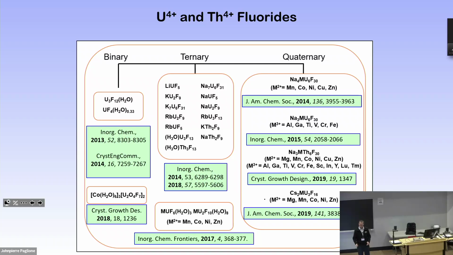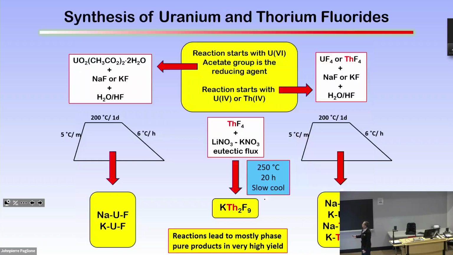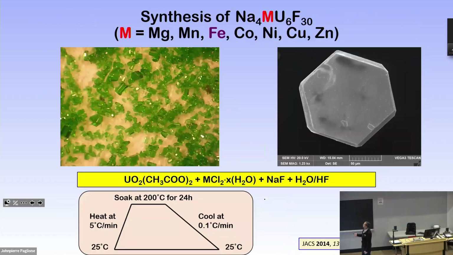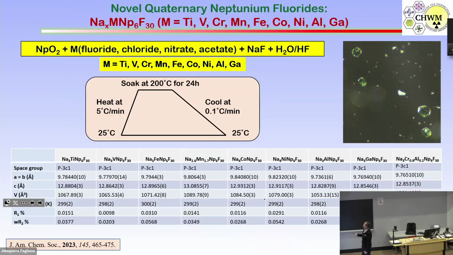I'm going to just skip these things. I was going to show you one more. These are neptunium crystals, just because they're really nice. So this is done. You look at this reaction, it's pretty easy, right? You heat 5 degrees C a minute, soak, cool, out comes the product.